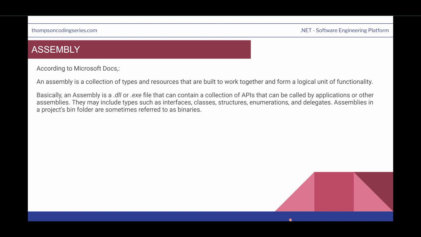An assembly is a collection of types and resources that are built to work together and form a logical unit of functionality. Like I earlier said, it can be a DLL or an exe file that contains a collection of APIs that can be called by applications or other assemblies. They may include types such as interfaces, classes, structures, enumerations, and delegates. Assemblies in the project bin folder are sometimes referred to as binaries.